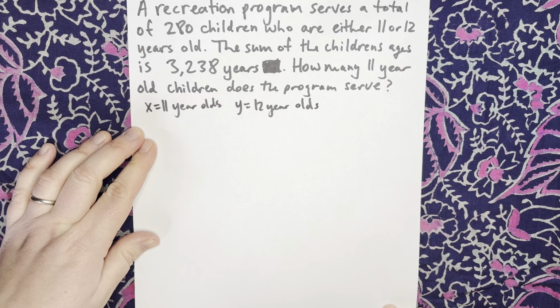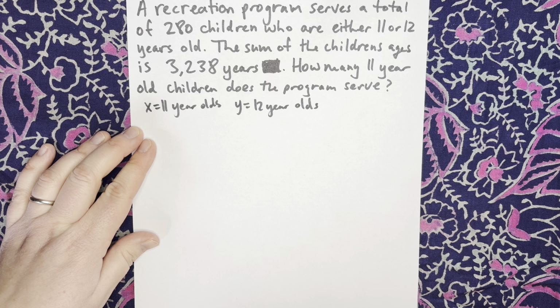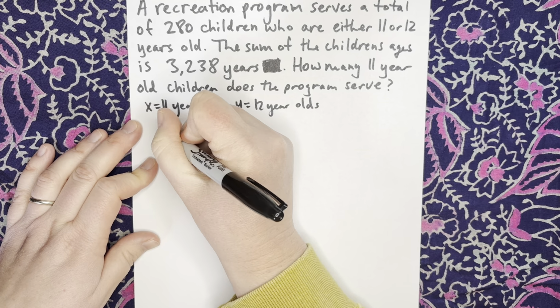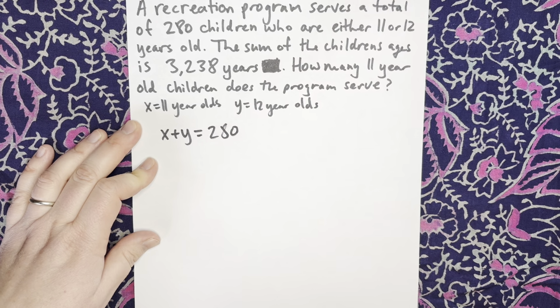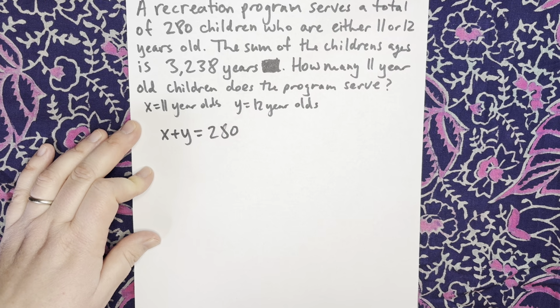So the first thing we're told is that the sum of children is a total of 280. So x plus y should equal 280.